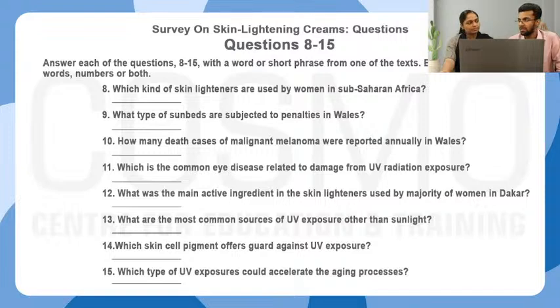I believe I've mentioned the keywords before for question number 9: sunbeds, Wales. So can you identify in which text this information can be found? One keyword is penalty. That's correct. So in which text can we find this relevant information for this question? A or B or C or D? Yes, sunbeds is a keyword. K plus is saying it's D. Anyone else?